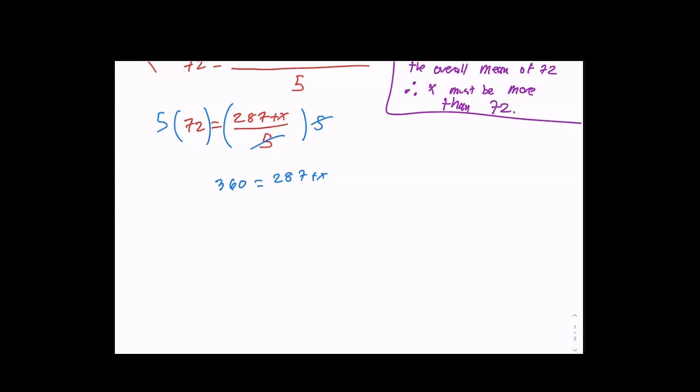And finally, what I do is my last step. Subtract the number. So minus 287 from both sides. And I get that 73 is equal to x, and that is my answer.